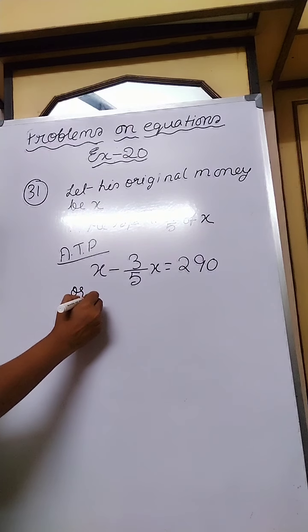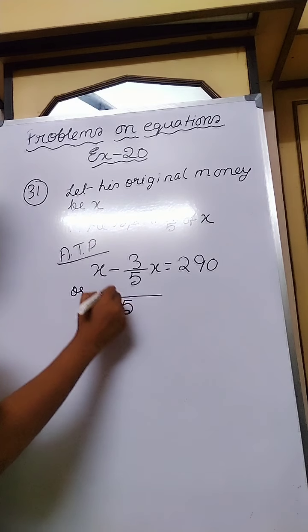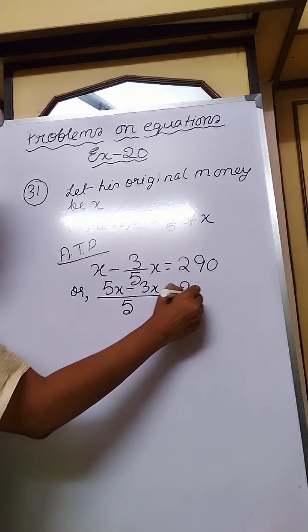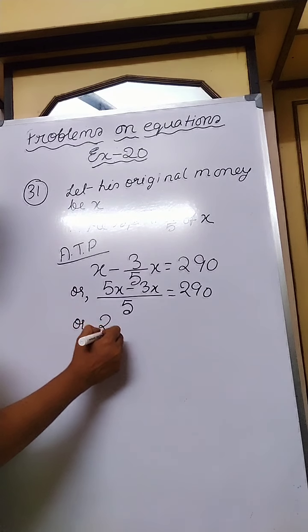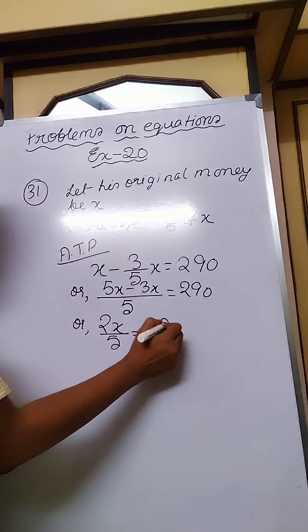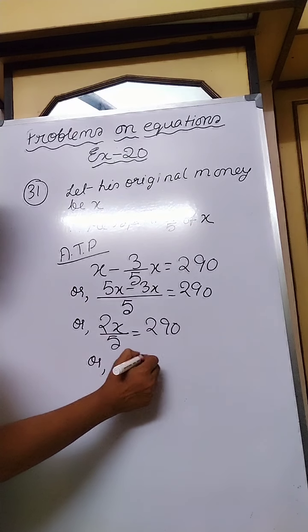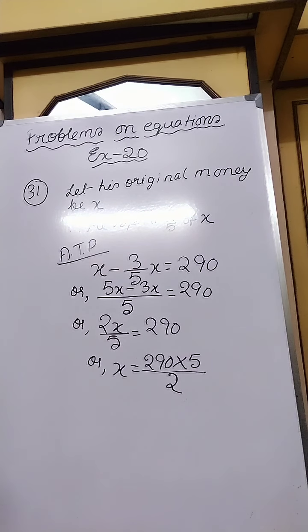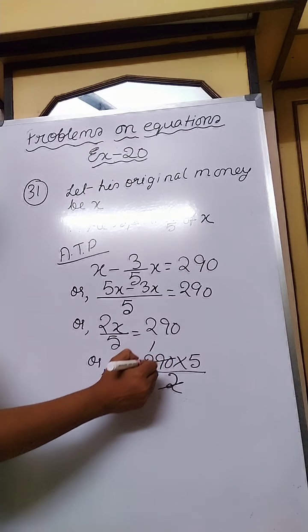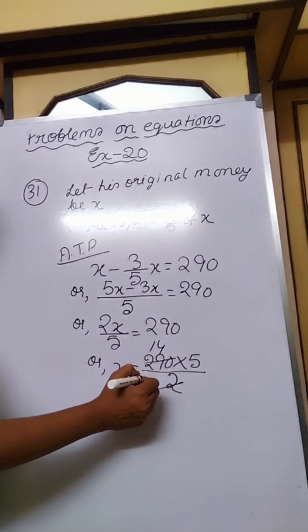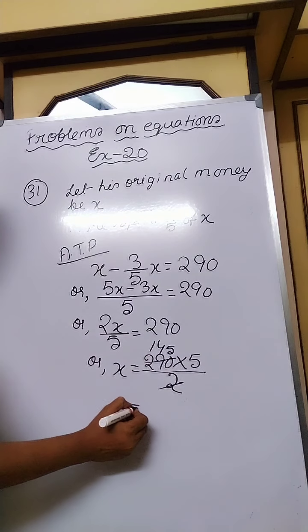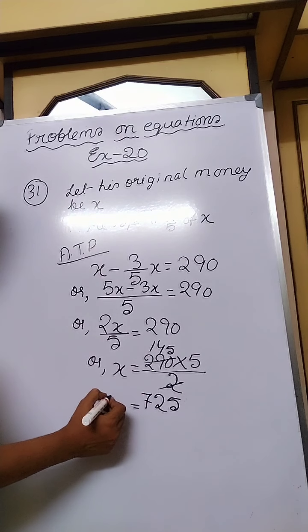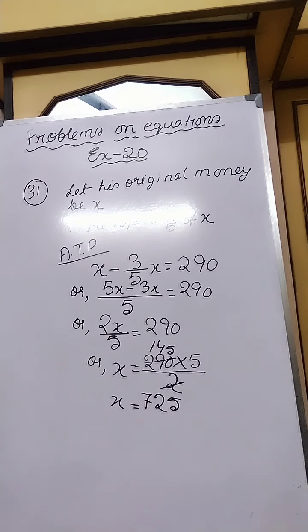Or 5x minus 3x, or 2x by 5 equals 290. Or x is equal to 290 into 5 by 2. So x is equal to 725.